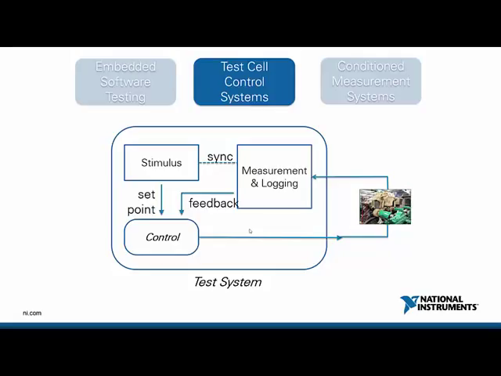So driving up a hill or down a hill, we control the reverse torque on the dynamometer to drive that car. But the rest of the test system is very similar architecturally. So you can see that there's a lot of overlap between embedded software test and test cell control.